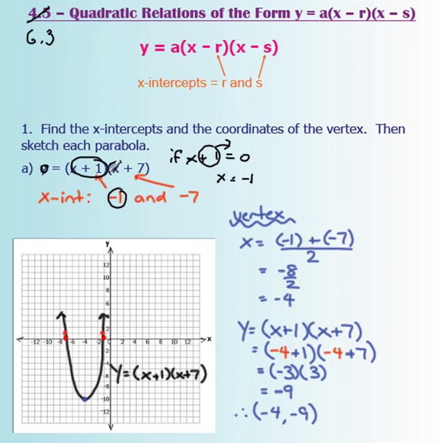Okay, and the next bracket, let's just do that over here. If x plus 7 is equal to 0, then again we solve, and we get -7, which is our other x-intercept. Okay, so that's how we solve for the x-intercepts. 6.3 is just talking about the additional information behind the logic of 4.5.